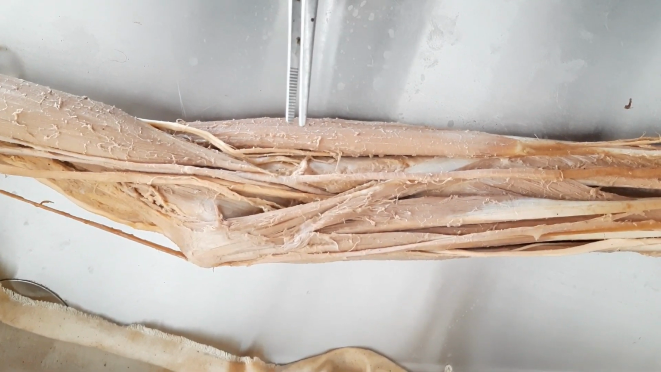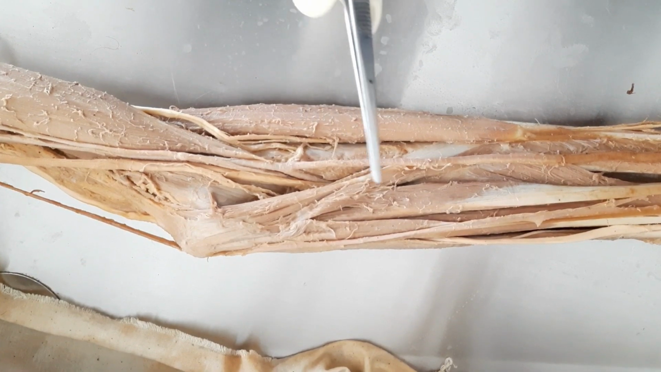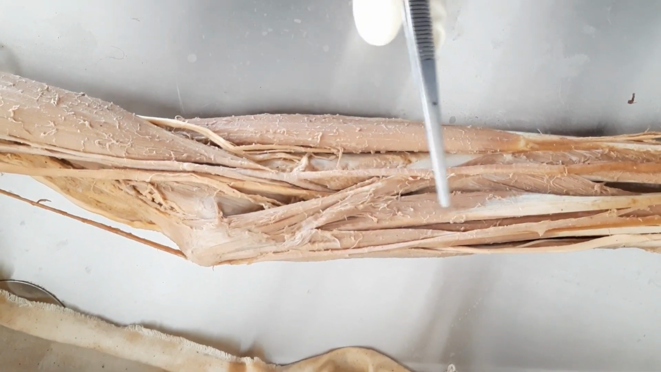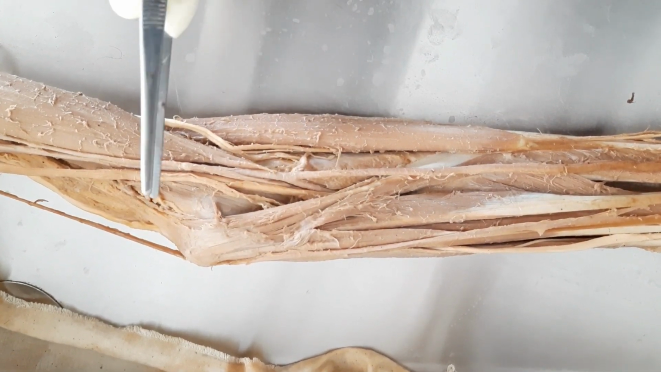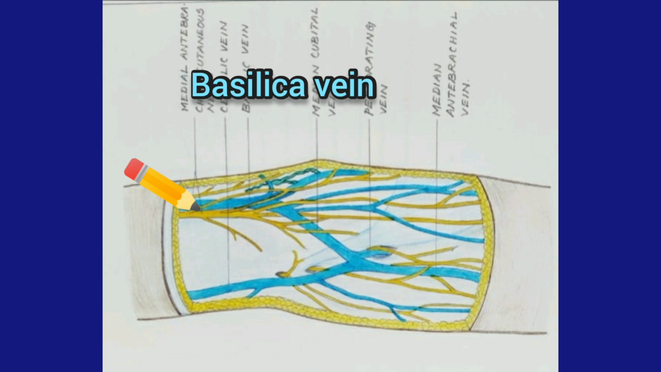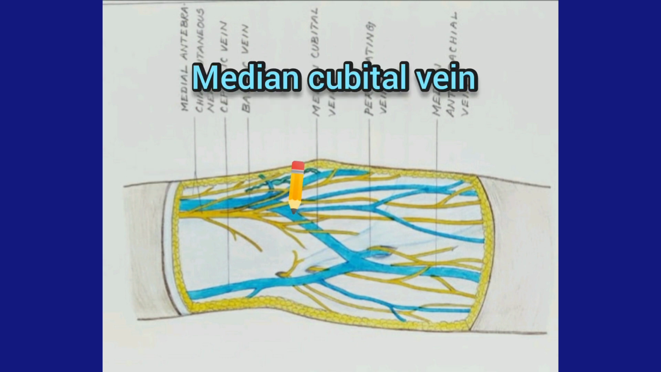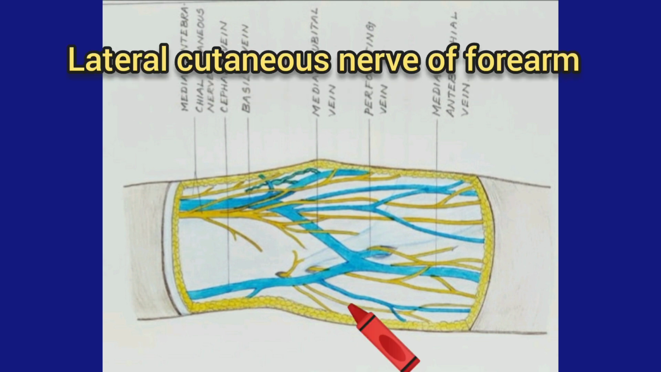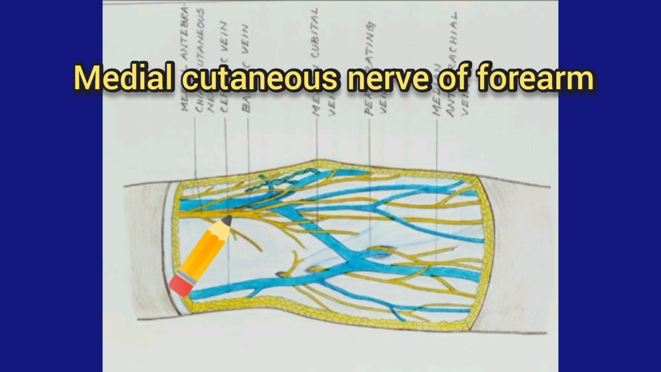The roof is formed by skin, superficial fascia and deep fascia. Contents of the roof: cephalic vein, basilic vein, median cubital vein connecting cephalic vein with the basilic vein, lateral cutaneous nerve of forearm, medial cutaneous nerve of forearm.